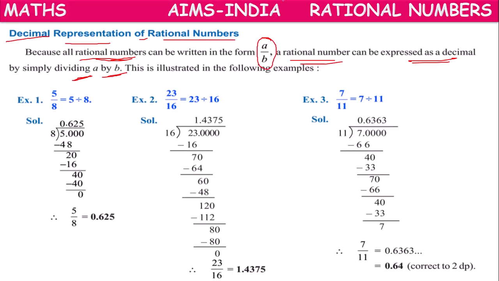0.6363. If it is corrected to 2 decimal places, the fourth decimal is 3, which is less than 5, so we can simply strike it off. The third digit after the point is 6, which is greater than 5, so we strike it off and add 1 to the previous digit. So 3 plus 1 becomes 4. So 0.64, correct to 2 decimal places. In this way, we can represent rational numbers in the form of decimals.